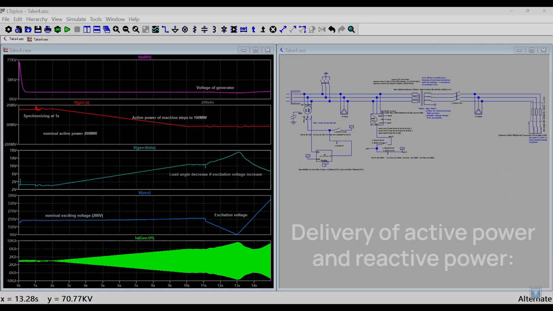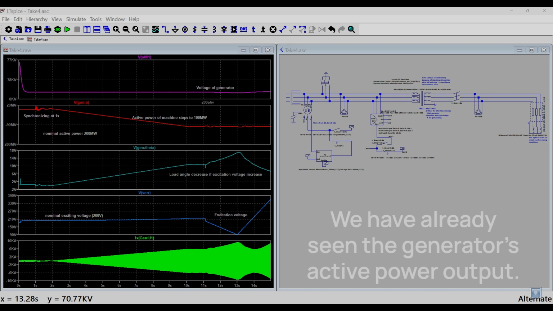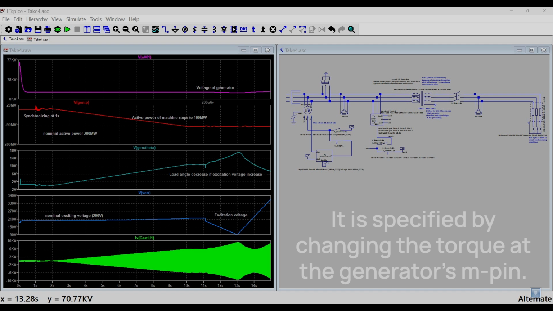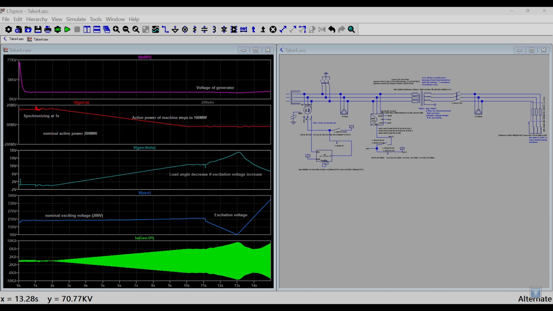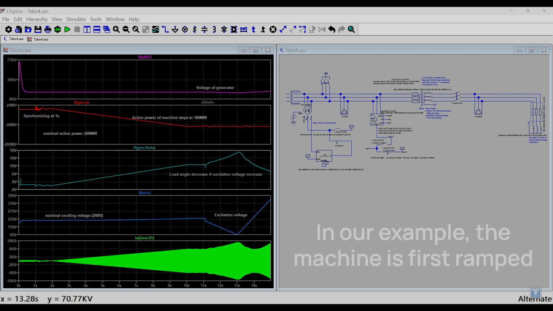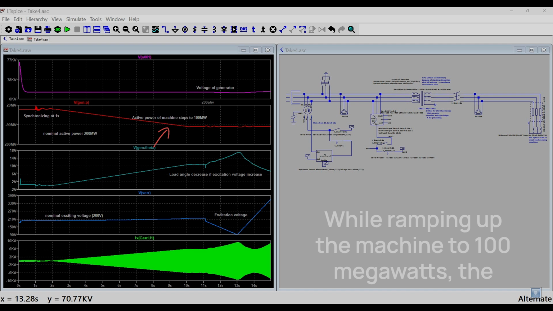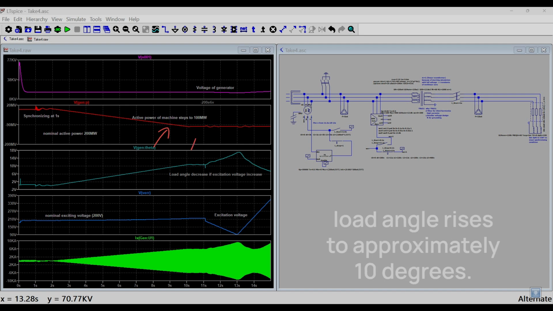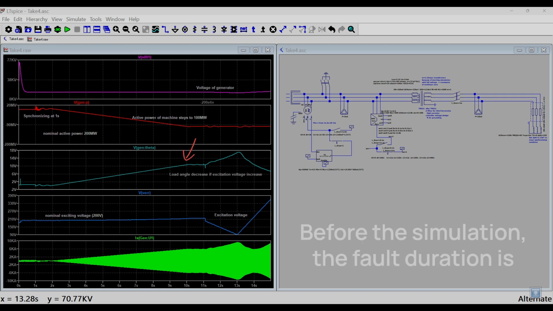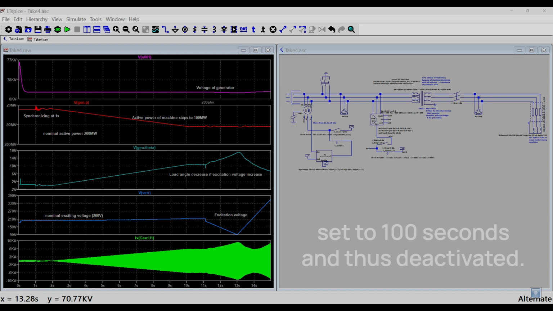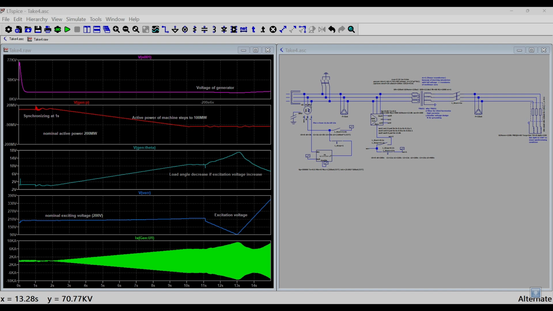Delivery of active power and reactive power. We have already seen the generator's active power output. It is specified by changing the torque at the generator's M pin. Of course, the speed controller must be switched off beforehand. In our example, the machine is first ramped up to an active power of 100 megawatts. While ramping up the machine to 100 megawatts, the load angle rises to approximately 10 degrees. Before the simulation, the fault duration is set to 100 seconds and thus deactivated.